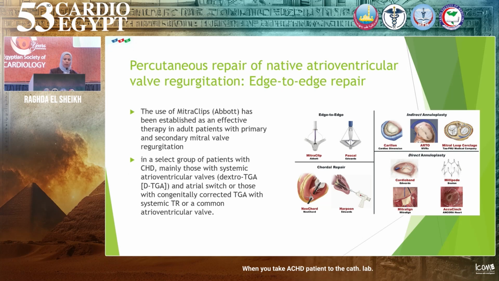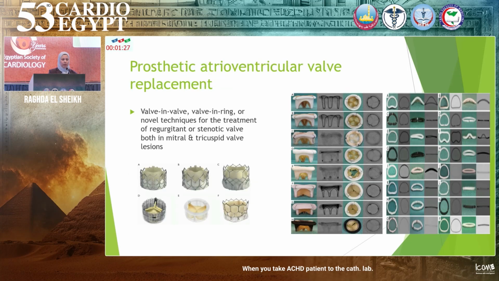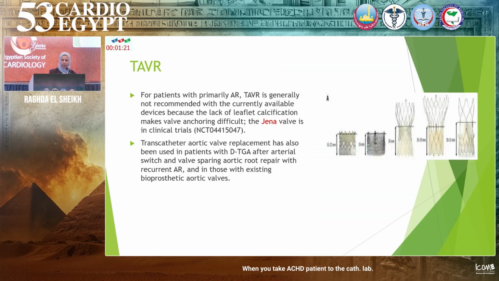We can also take the adult patient for valve repair, either for the mitral by MitraClip or in the tricuspid position, especially in TTGA, to avoid severe tricuspid regurgitation. We can put valve in valve or valve in ring in the mitral and tricuspid positions also. A new era in aortic valve disease, beyond the TAVI.